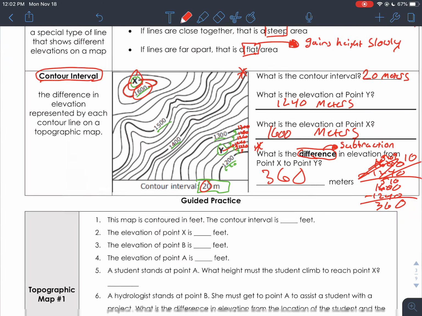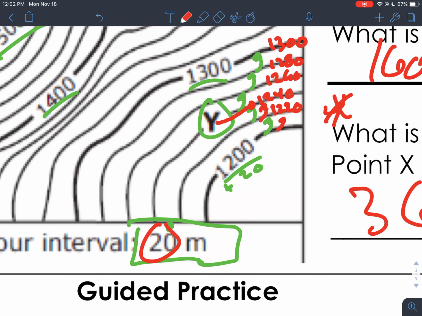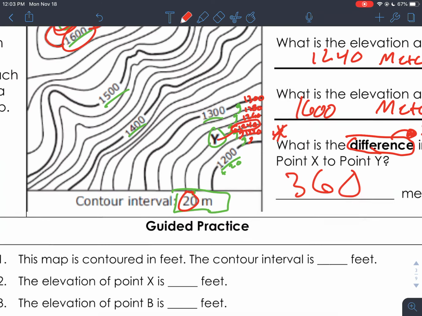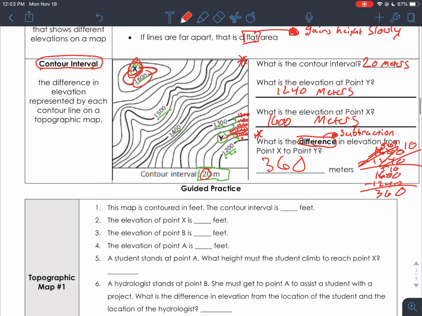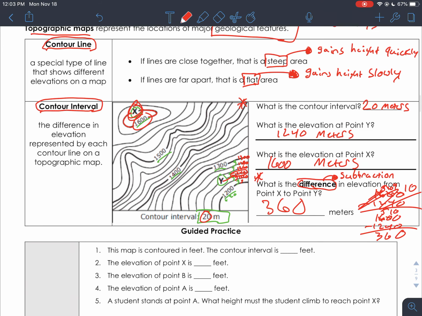Then finally, we talked about a sample problem where I asked you to find the difference in elevation between points X and Y. We found that point X was at 1,600 meters because it was on the line. Point Y we had labeled earlier, it was 1,240 meters because we jumped up twice. Each jump was 20. We went from 1,200 to 1,220 to 1,240. And then we said difference means subtraction, and we subtracted. All right? That is it for our video.